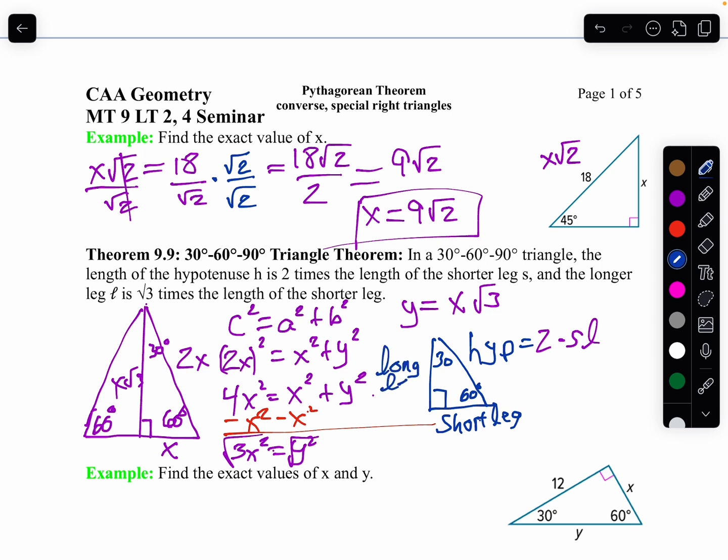And I'm going to say that's the square root of 3 times your short leg. Oh, not your long leg, I'm sorry, times your short leg.